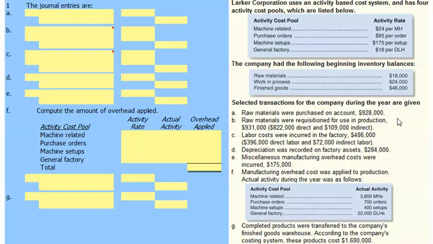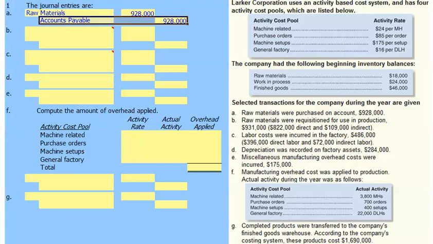Raw materials were purchased on account for $928,000. That means we will debit raw materials for $928,000, and on account means to credit accounts payable for $928,000.